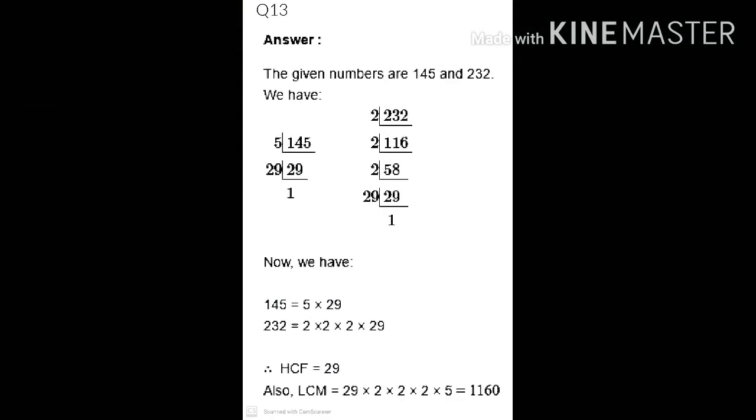Now the next is question number 13. Again we have to calculate both the HCF and LCM of the numbers 145 and 232. Again we have used the prime factorization method. So 145 can be written as 5 into 29 and 232 can be written as 2 to the power 3 into 29. So HCF is 29 and what will be the LCM? LCM is 2 to the power 3 into 5 into 29, which is 1160. Remember, we are writing all the factors with their highest power.